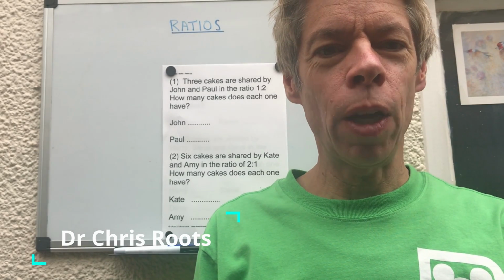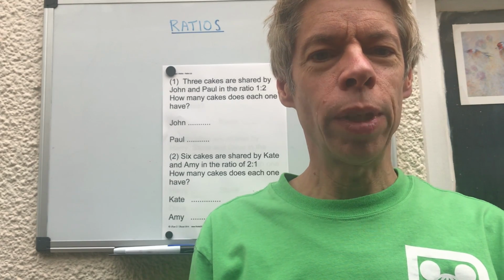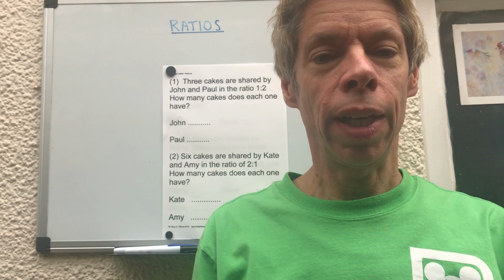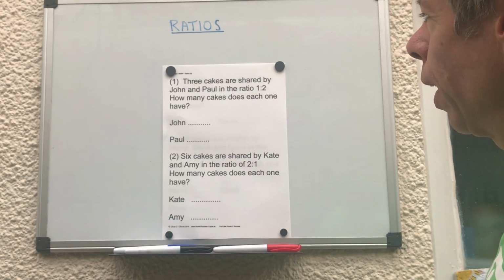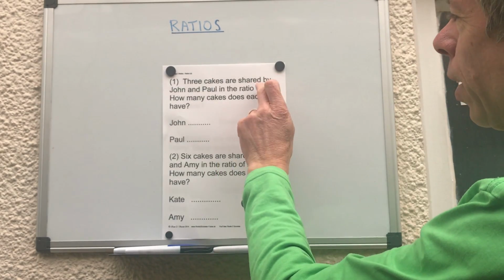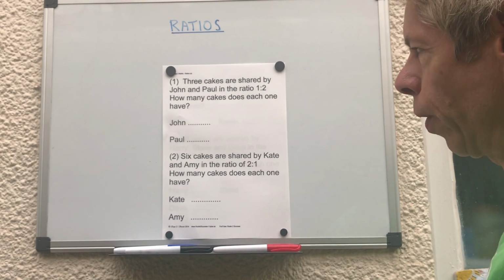Hi everyone, in this video we're talking about ratios and how you might use them in primary school, SATS or 11 plus. So here we go, ratios. It's a bit like sharing things but unequally, like it says here. 3 cakes are shared by John and Paul in the ratio 1 to 2. I don't call that sharing, but anyway.